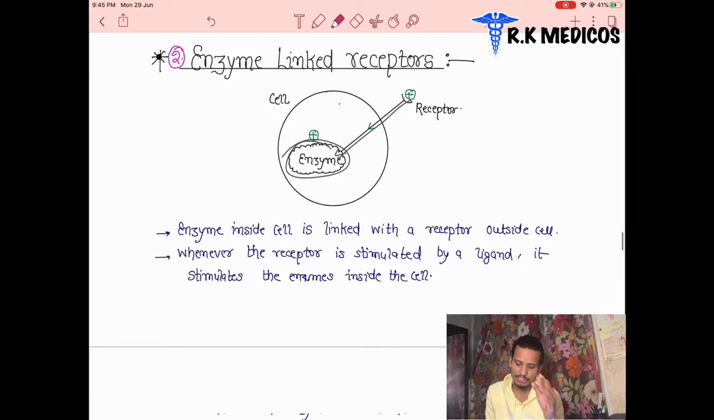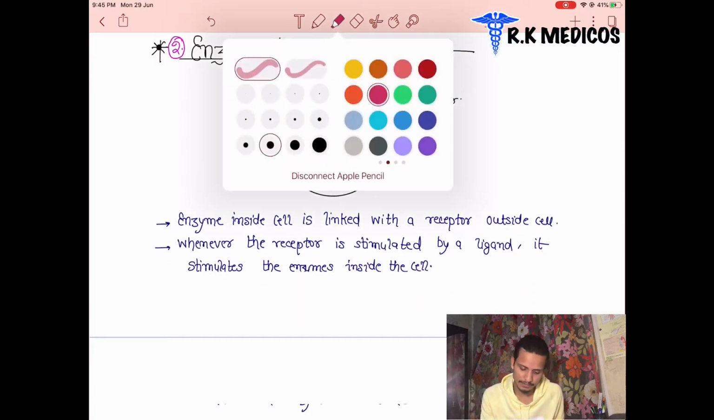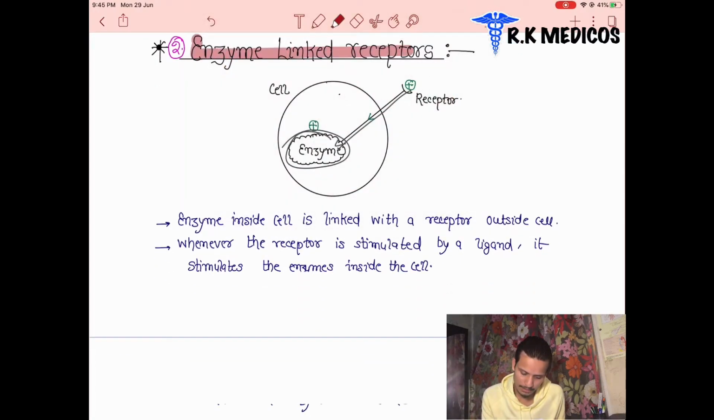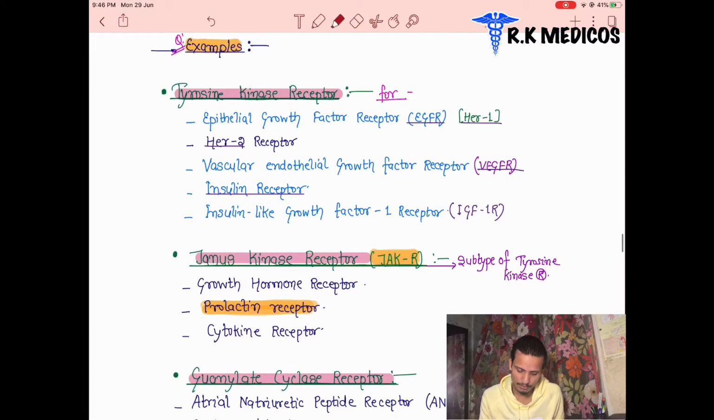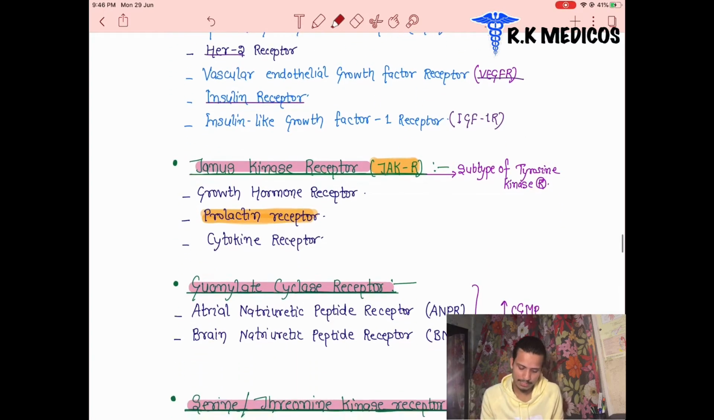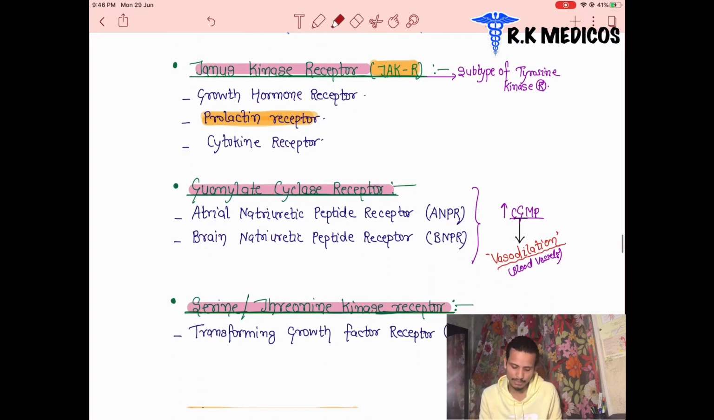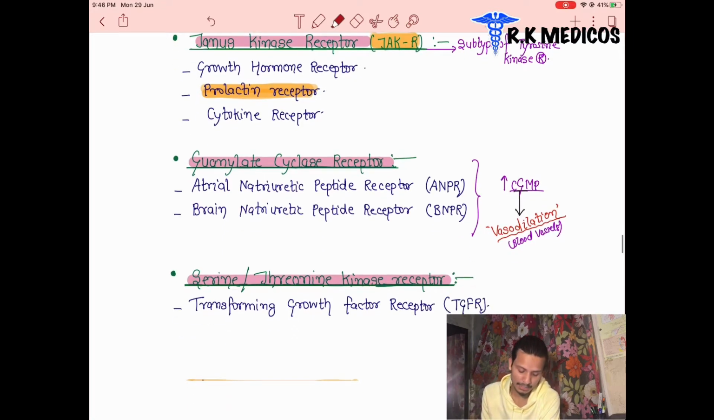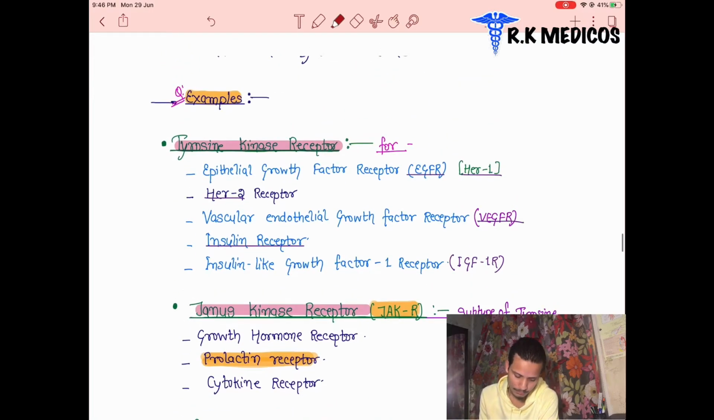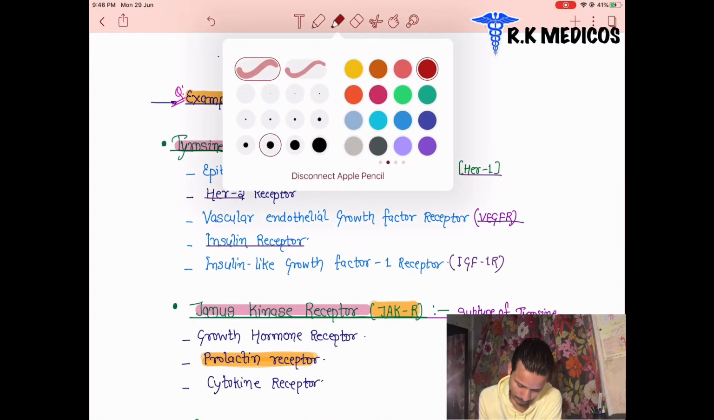In the enzyme linked receptors, as we can see here, several examples you have to learn. First tyrosine kinase, second Janus kinase, third guanylate cyclase, and the fourth one is serine or threonine kinase. Now we are going to discuss the first one, serine.